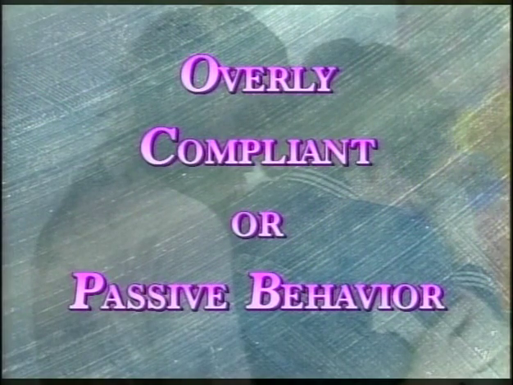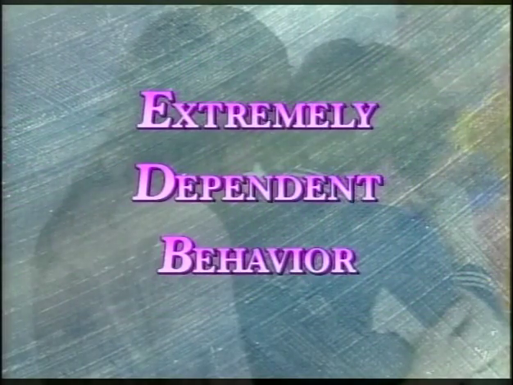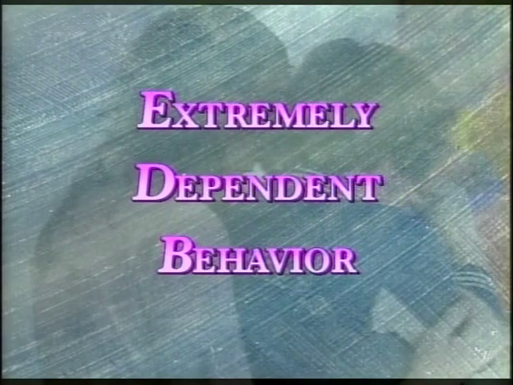Overly compliant or passive behavior. These children may allow other children to take things away from them or go along with whatever is suggested. This may be a result of trying to avoid a violent assault. Extremely dependent behavior. These children may cling to staff and have difficulty separating from them. Keep in mind the age and development of the children to determine normal dependent behavior.